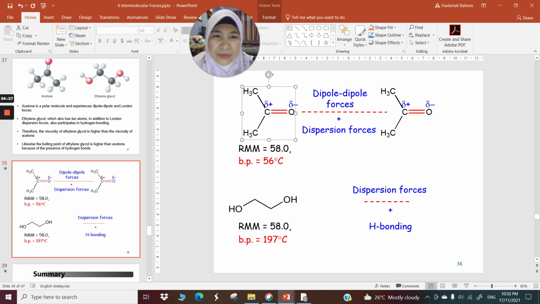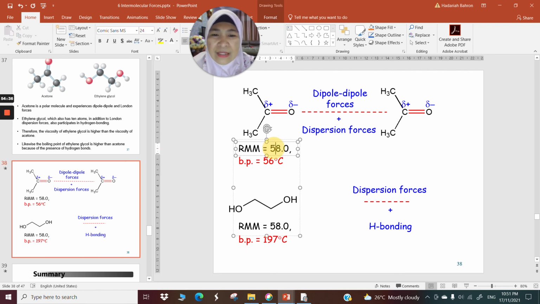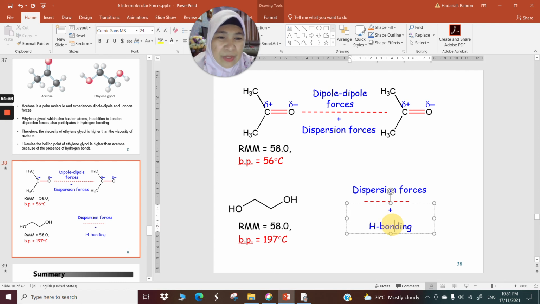This is your acetone. This is your ethylene glycol. You have a look at this slide. The relative molecular mass is the same, but the boiling point of acetone is 56 degrees Celsius, whereas the boiling point of ethylene glycol is 197, a lot higher than your acetone. That is because on top of the dispersion forces, it also has hydrogen bonding.